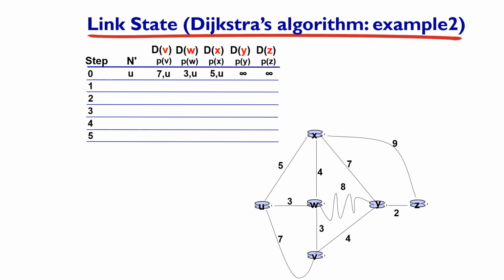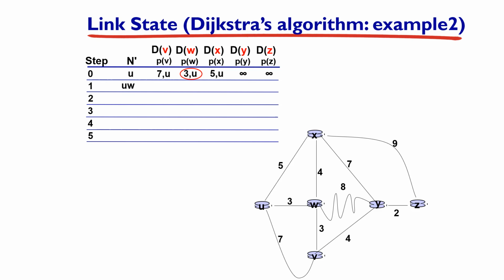Then shortest among these 5 is 3U. So W is a destination. So W is added into the list of N dash. Then we are trying to find all the paths from W to every other nodes. U, W is already found. Then from W for every other node except W itself.